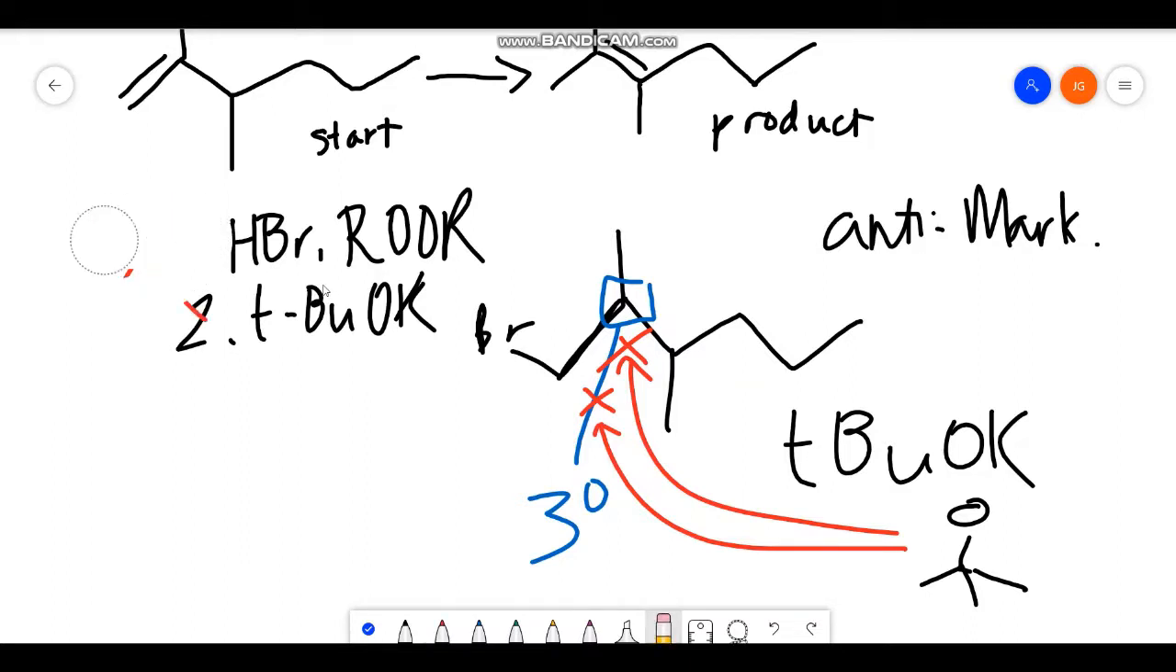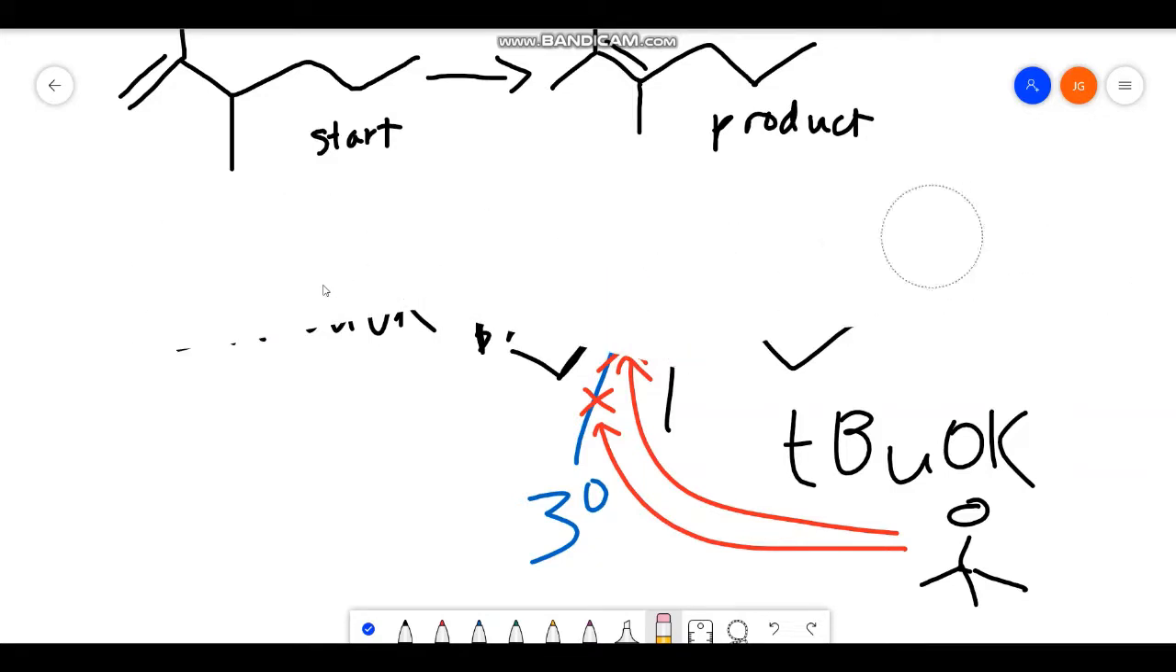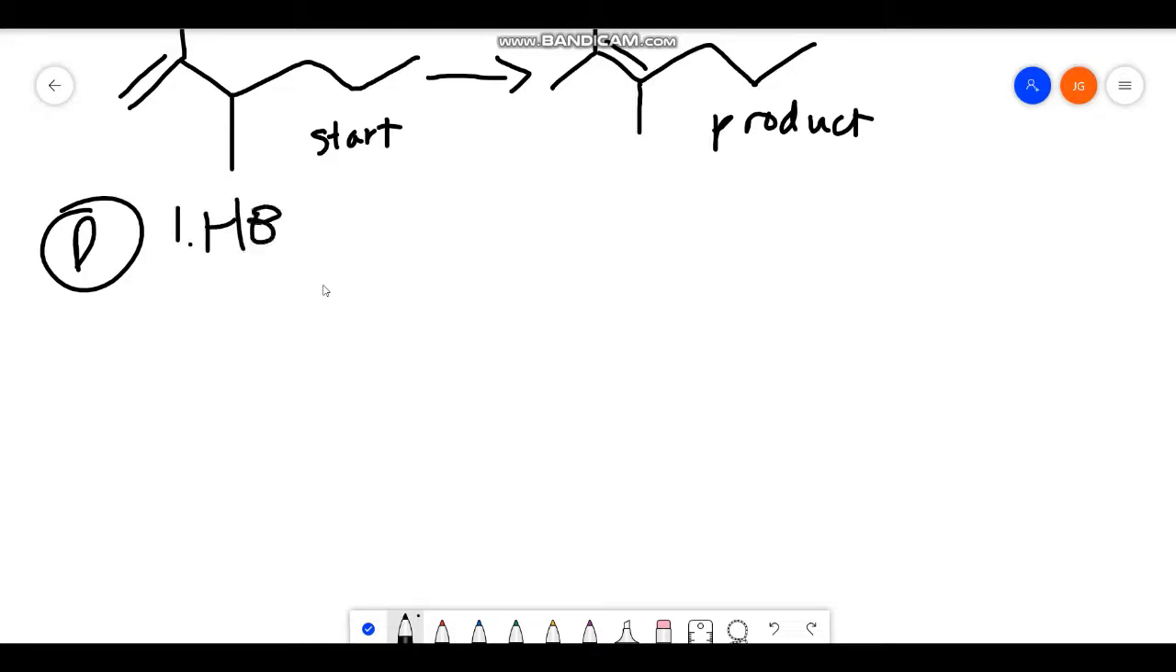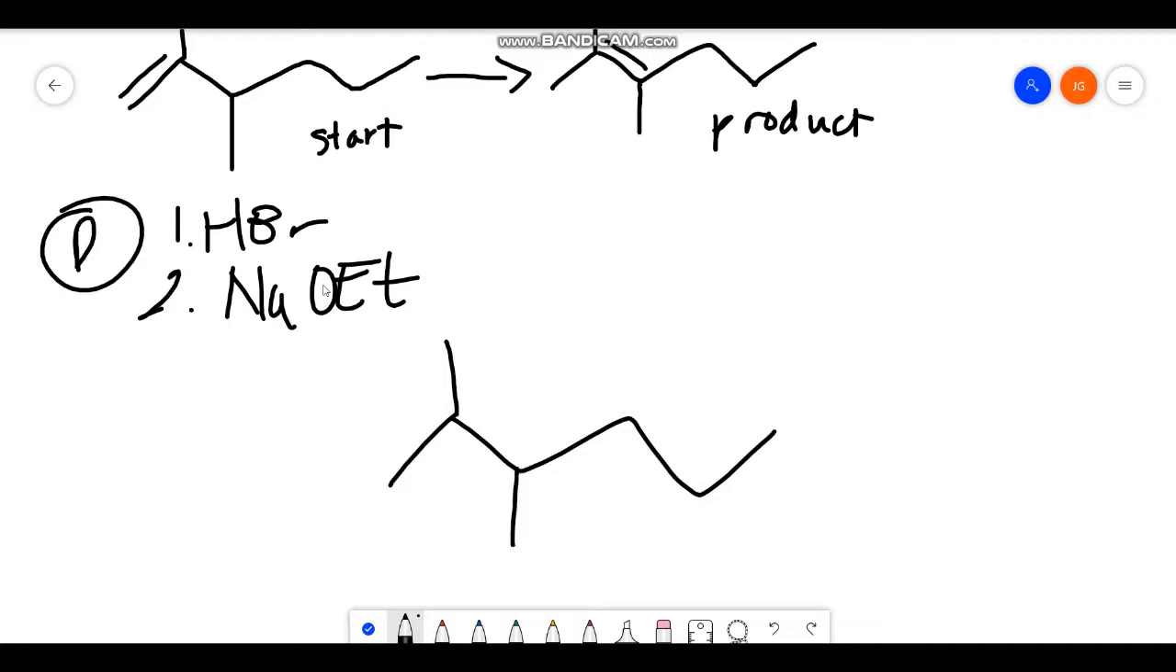So that leaves us with one option, and just because none of the other options worked, it has to be this one. It has to be choice D. If you remember what that is, our step 1 is going to be HBr, and our step 2 is going to be sodium ethoxide. Obviously we know it has to be this one because none of the other ones worked, but let's just see why this one worked. Again, we already did HBr before, so I'm not going to explain again how that works.